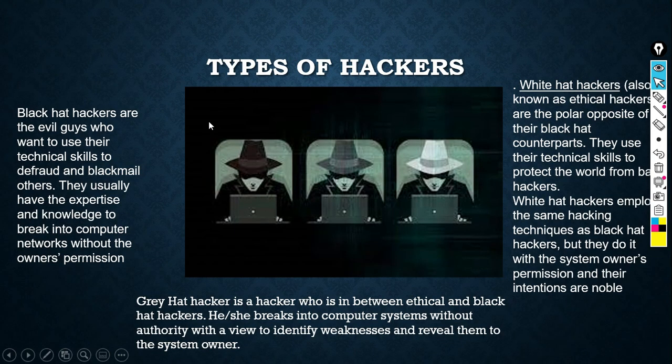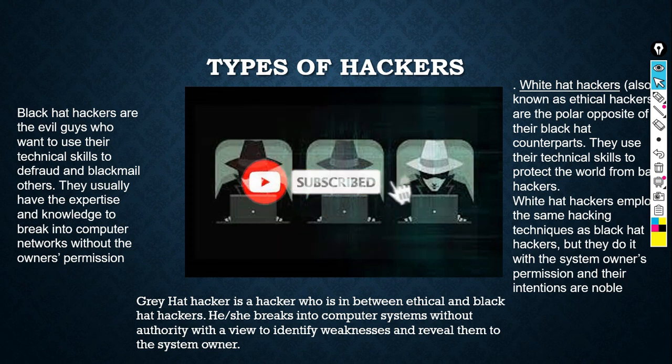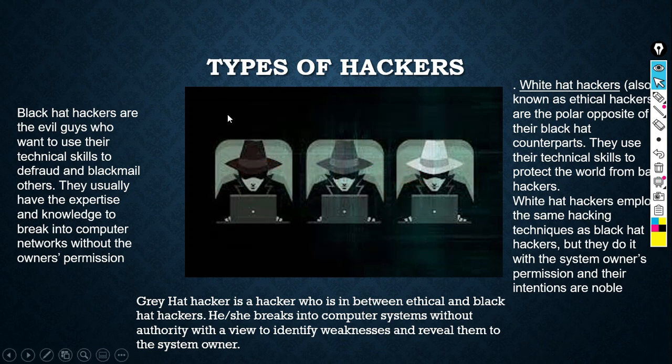Types of hackers. Generally we have three main types of hackers, though we have more. We have the black hat hackers, the gray hat hackers, and the white hat hackers. Now these black hat hackers, we can call them the evil ones, the devils, the demons. These guys use their technical skills to defraud or blackmail others. They usually have the expertise to break into computers without the owner's permission. So black hat hackers are just those hackers that invade your privacy without your permission. If you have a brother who always invades your privacy without your permission, trust me, he is black hat.